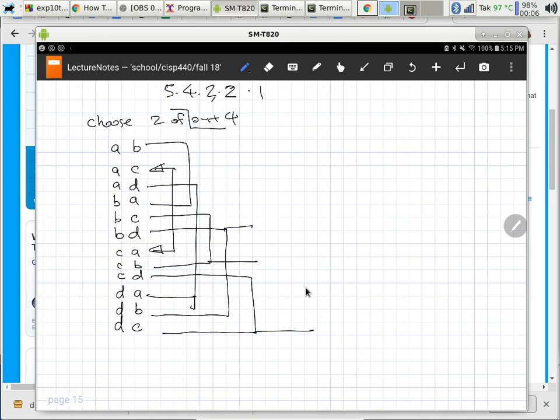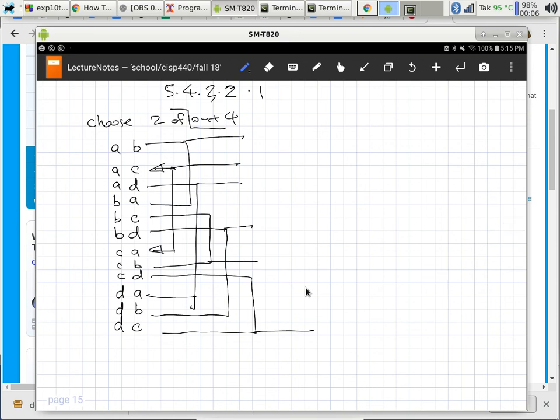Okay, this is not a very systematic way to do it. 4, 5, and there should be 6 of them. So where's the 6th one? Oh, okay. So we got the 6th. Not very systematic, but visual. We got 6 of them.